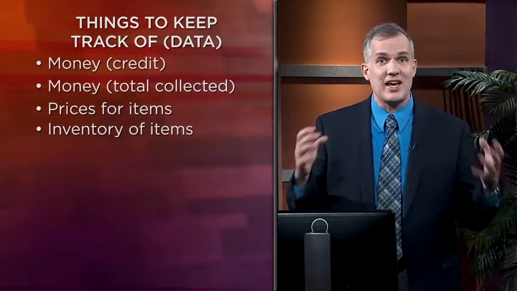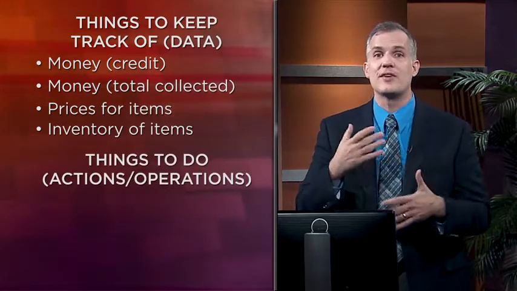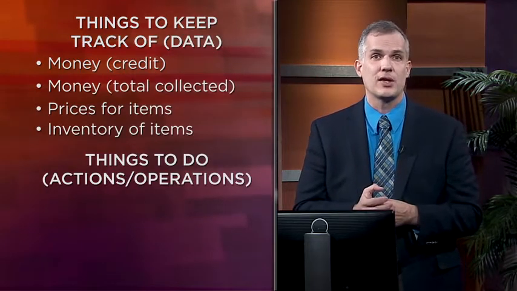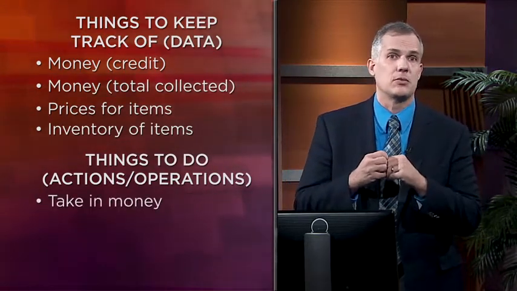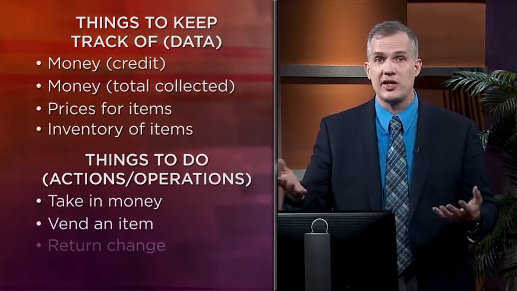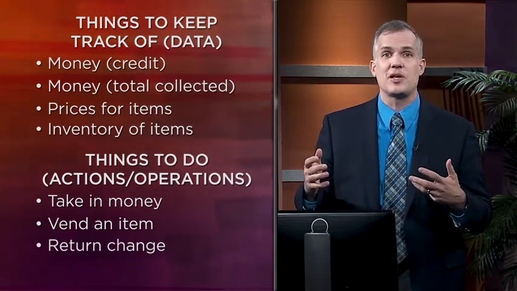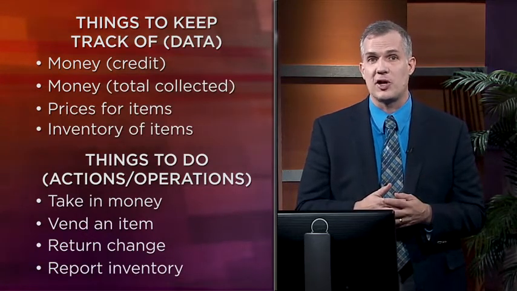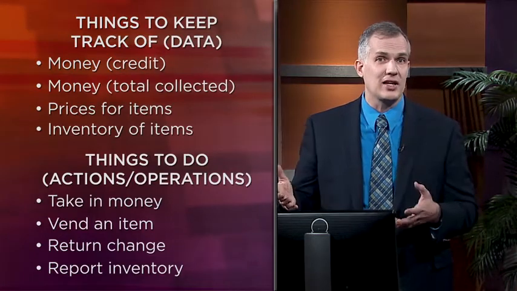In addition to the data that we want to track for the vending machine, we also have actions that we want a vending machine to be able to perform, also known as operations. And these actions might include taking in money, or giving the customer an item, and returning change. And maybe we also want the vending machine to be able to report inventory levels so that it can be refilled to the proper amount. Now, how do we keep track of the data?